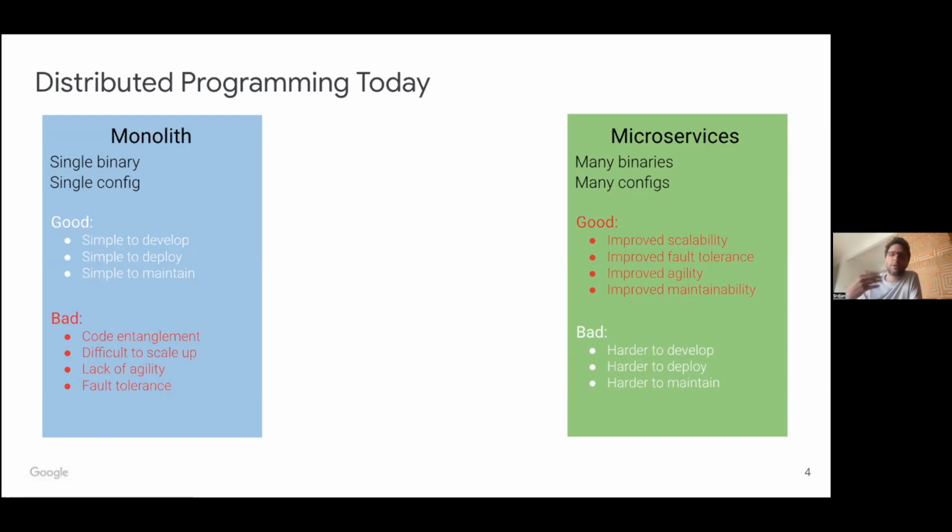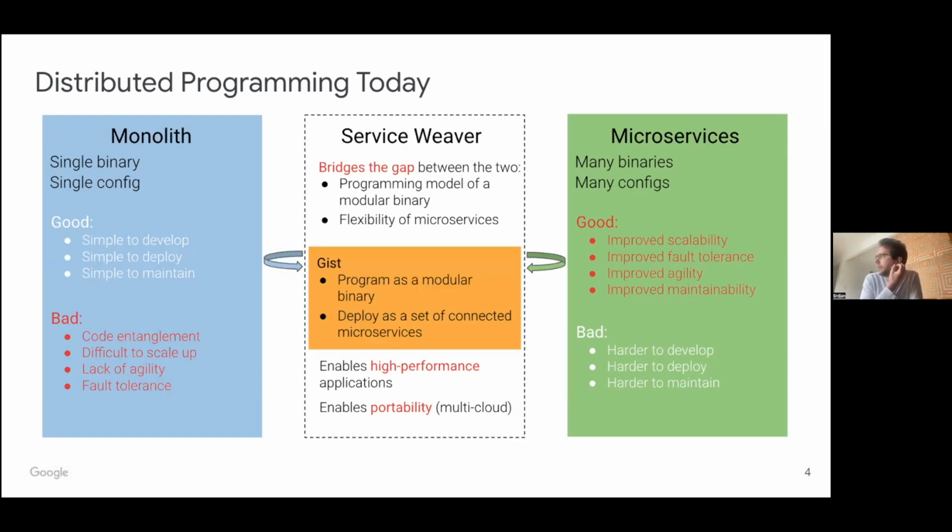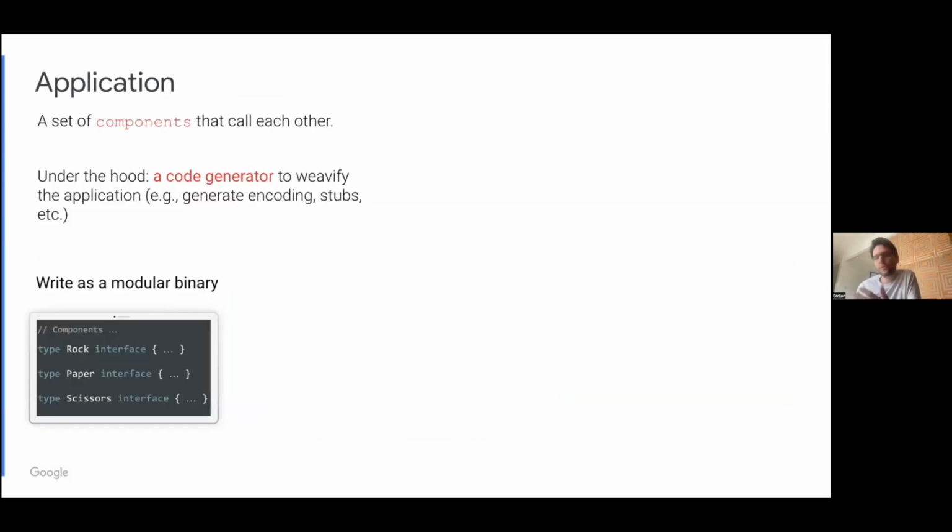So we've come up with ServiceWeaver as kind of an in-between between a monolith and microservices. You write a single modular binary. So you basically write a monolith, but when you deploy it, it partitions itself into a set of connected microservices. And I'll give you a little flavor of how it looks, what you're writing and so on.